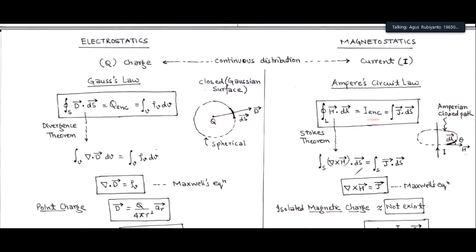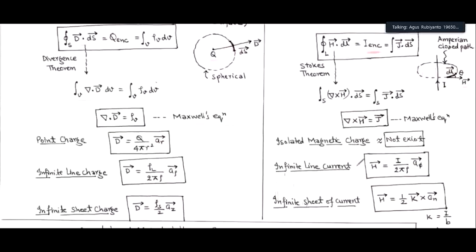Now we get a surface integration on both sides, and after comparing we get a Maxwell's equation, that is curl of H vector is equal to J vector. So this is a Maxwell's equation in case of Ampere's circuital law. Now since there is no existence of isolated magnetic charge, there is no formula for isolated magnetic charge. Next, for an infinite line current, H vector is equal to I upon 2 pi rho, unit vector phi.